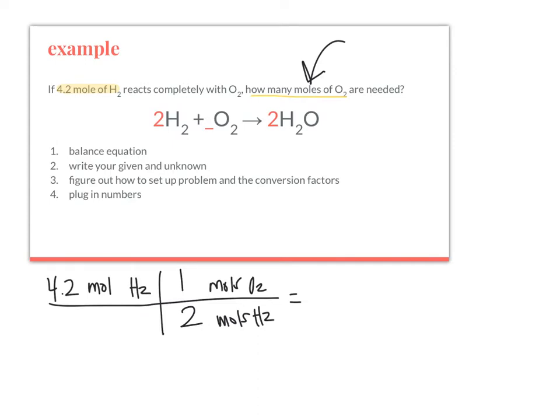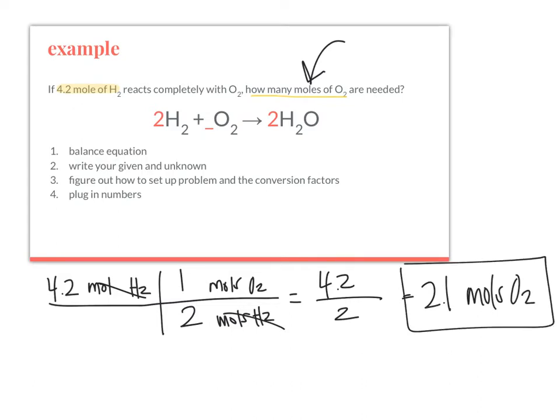So you'd multiply everything across the top and get 4.2. And multiply everything across the bottom and you get 2. And then you divide to get, I shouldn't have needed a calculator for that. Then you get 2.1 moles O2. And that is your answer. Okay?